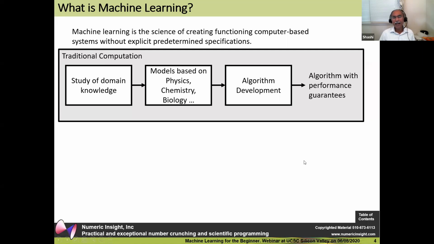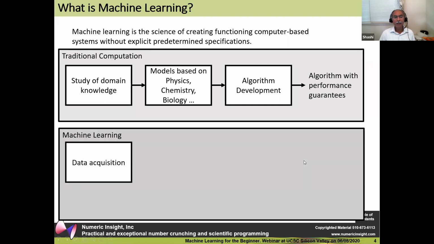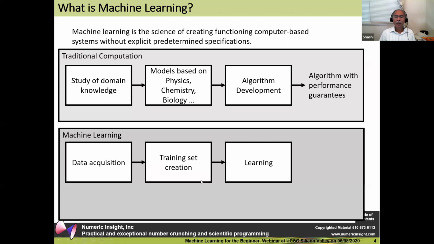What about machine learning? With machine learning, you start with data acquisition. Okay. And you create a training set. What does a training set mean? Okay, we'll come to that soon. And learning takes place. Machine learning takes place. And what you end up with is a black box machine.